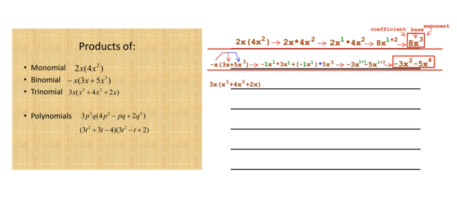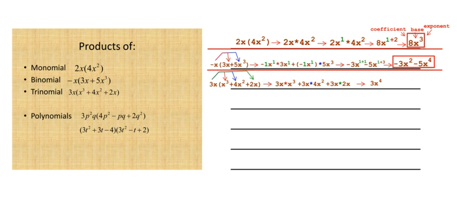Okay, let's go for the next one. Trinomials, three terms. So we have 3x times, in parentheses, x to the third plus 4x squared plus 2x. So let's distribute this. 3x times x to the third, well, that's multiplication, 3x times x to the third. Then 3x times 4x squared, that gives us plus 3x times 4x squared. And 3x times 2x will give us plus 3x times 2x. Okay, let's simplify this. We have 3x, so 3 times 1 gives us 3.